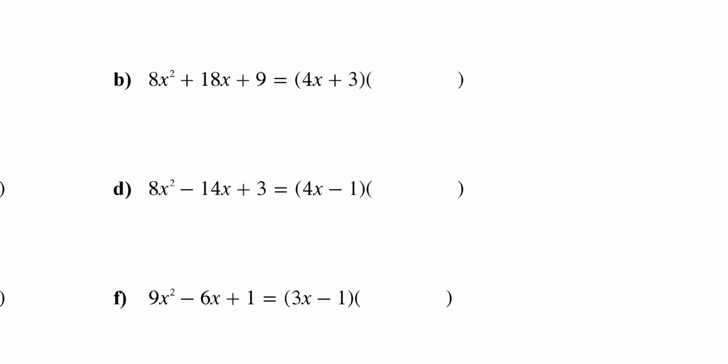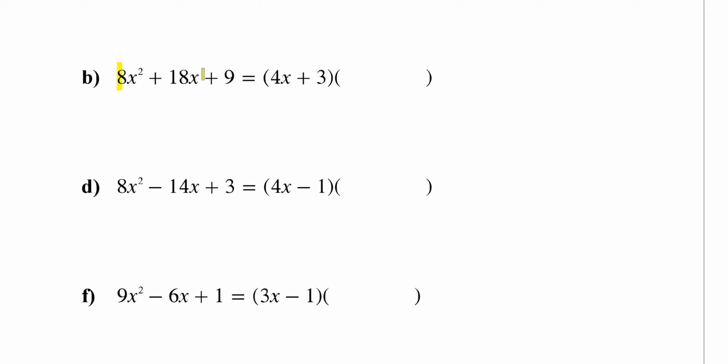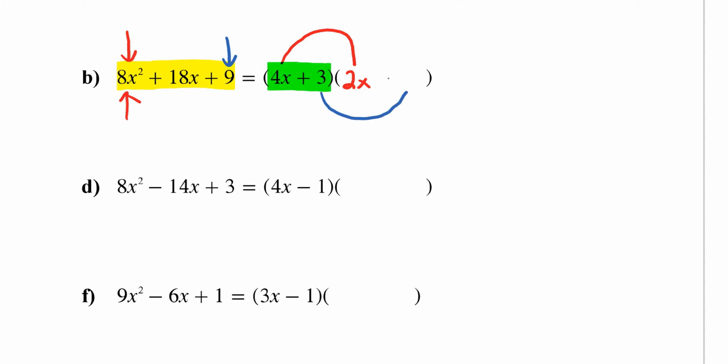Okay, moving on to letter B. My trinomial is this, and I'm given one of the factored forms right there. All right, so let's focus on the 8x squared. Using the FOIL technique, 4x times what will give me the 8x squared? Well, that's going to be a 2x. Then focus on this last term, which is a 9. 3 times what will give you a 9? Well, that's going to be a plus 3, right? So 3 times 3 gives you the 9, which is that guy right there.